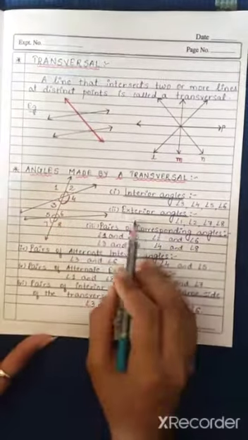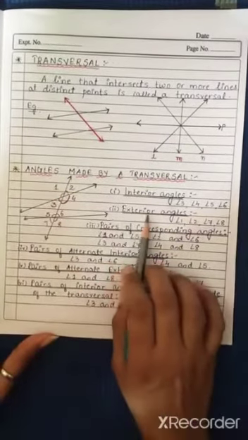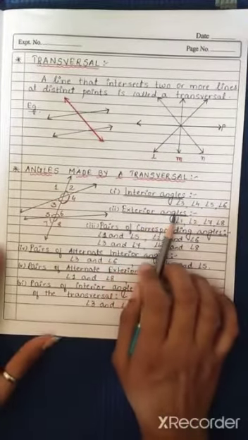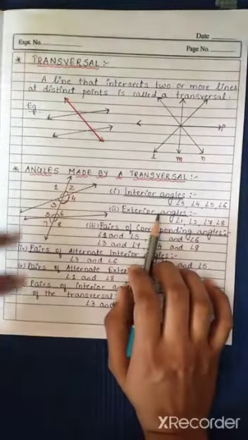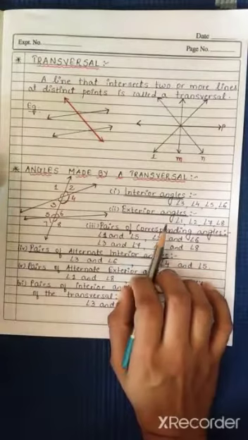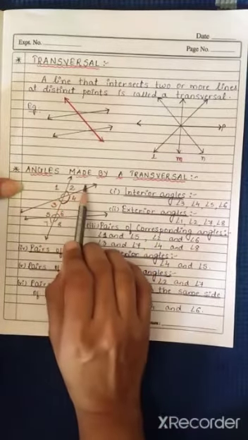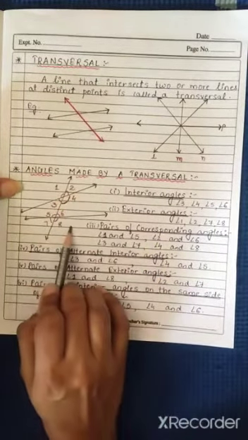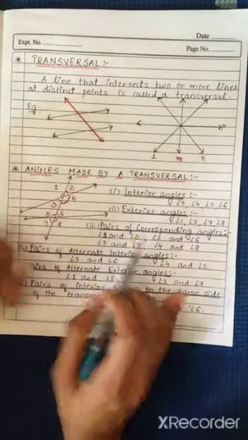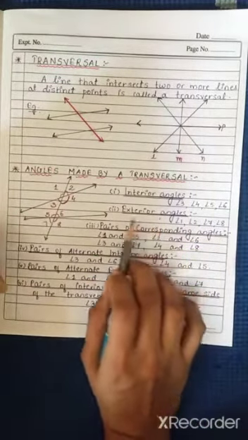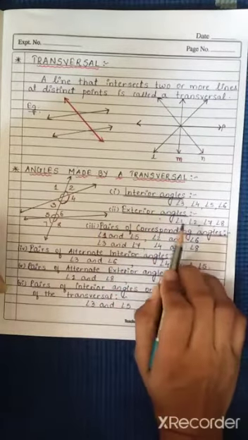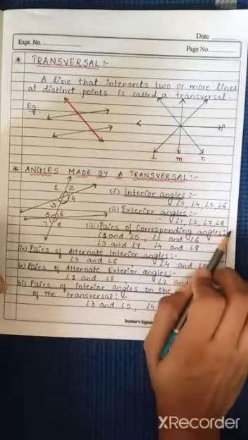Now let's move on to the next, that is exterior angles. Exterior means the one which is at the outer region of the figure. So we can say that angle 1, angle 2, angle 7 and angle 8, which are at the outer region of the figure, are known as exterior angles. So which are the exterior angles over here? Angle 1, angle 2, angle 7 and angle 8.